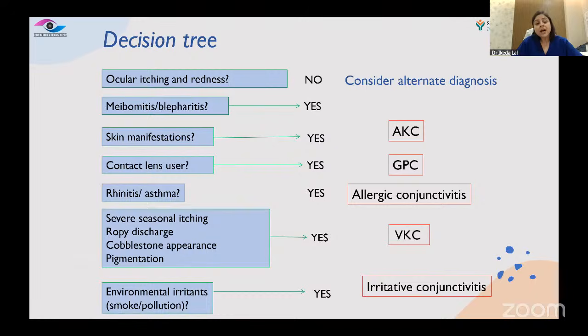And if the patient has severe seasonal itching with ropey discharge, the typical appearance that we discussed with the diffuse bulbar pigmentation, we are probably looking at VKC. Again, something that typically here in Delhi, as soon as the AQI rises, we get a lot of patients with an irritative kind of conjunctivitis, related to irritation from smoke or pollution. So sometimes in tier 3 cities, we might get these patients who resolve quickly as soon as they are provided with some lubricants and maybe some other mild drops. They really do not need steroids. So these are the few things just to narrow down the diagnosis.